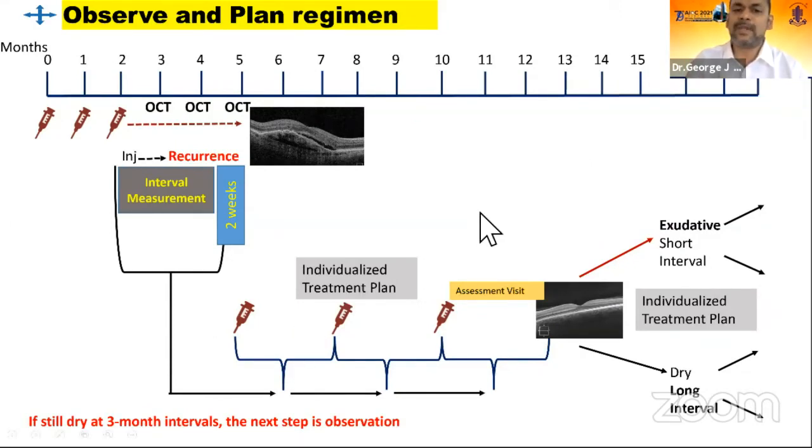Also in Europe, this observe and plan regime has shown quite important results, because after the initial monthly loading doses, the patient is just observed to see when is the recurrence interval. For example, in this patient, at 3 months the fluid has recurred. So the next 3 injections are scheduled, only injection visits at a shorter duration, that is 2.5 months in this particular patient. And then the next evaluation visit is after 6 months to look at the disease activity. And if it is exudative, then shorten intervals for the next 3 injections.